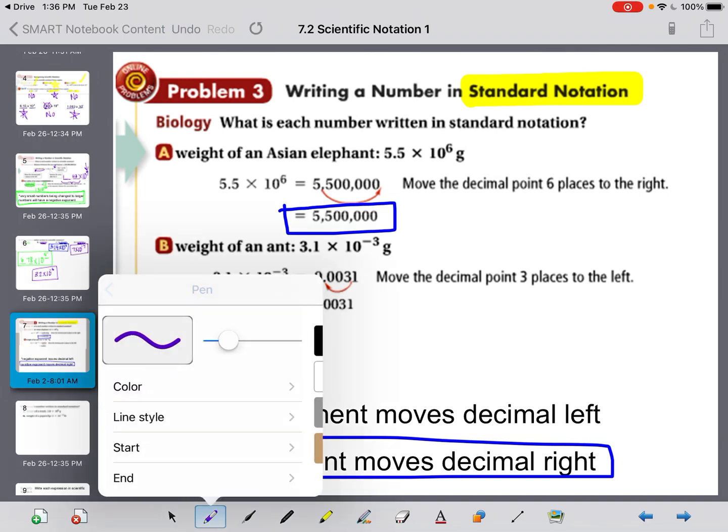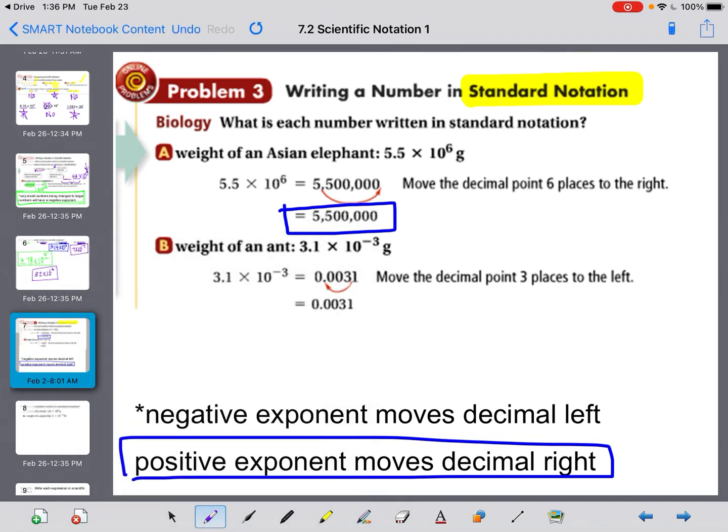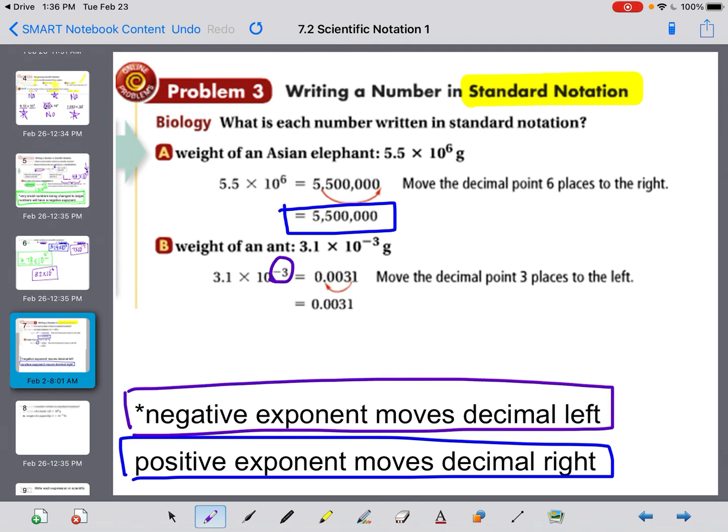Opposite goes for a negative exponent. Negative exponents move our decimals to the left. Okay, so this one starts as a 3.1, and then I have to move my decimal left 3 places. 1, 2, 3. And I fill in any extra spaces with zeros. So 0.0031 is how we would write this 3.1 times 10 to the negative 3rd in standard notation.